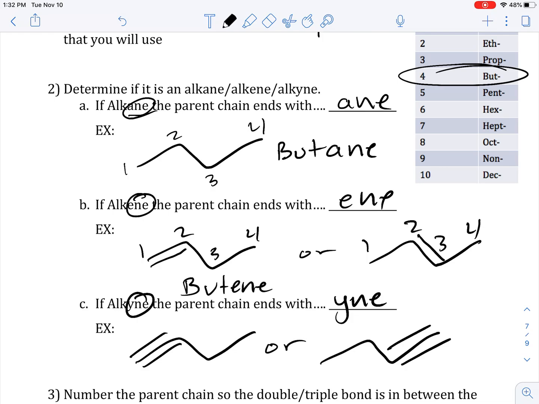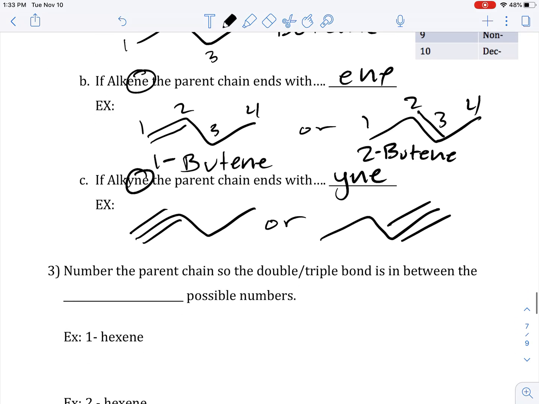So they're going to be butene, but they're clearly not the same compound because there's a double bond here and there's a double bond there. So what you do is you put a number in front that tells you the lowest number that the double bond is on. So here it could be 1 or 2. I'm going to say 1 because it's the lowest number. Here it could be 2 or 3. I'm going to put 2 because it's the lowest number. Same thing with the triple bond. See if you can name them the same way.